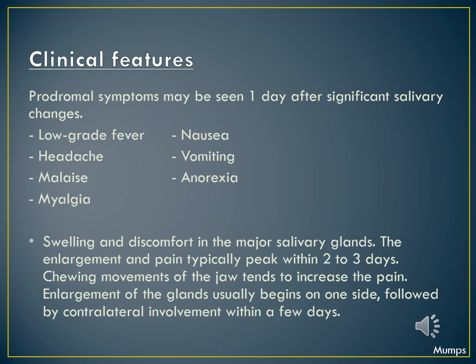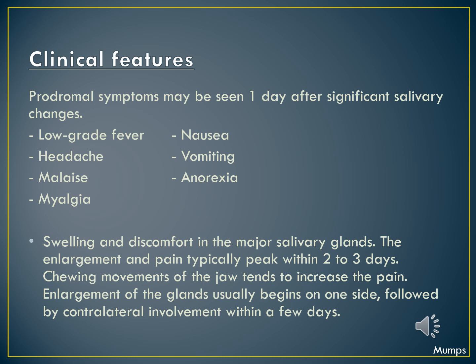So next we'll be moving on to the clinical features of mumps. So what is mumps? Mumps is basically the swelling of the salivary glands, mainly affecting the parotid gland. The prodromal symptoms may be seen one day after significant salivary changes, which are low-grade fever, headache, malaise, myalgia, nausea, vomiting and also anorexia. So mumps is basically a swelling and discomfort in the major salivary glands.